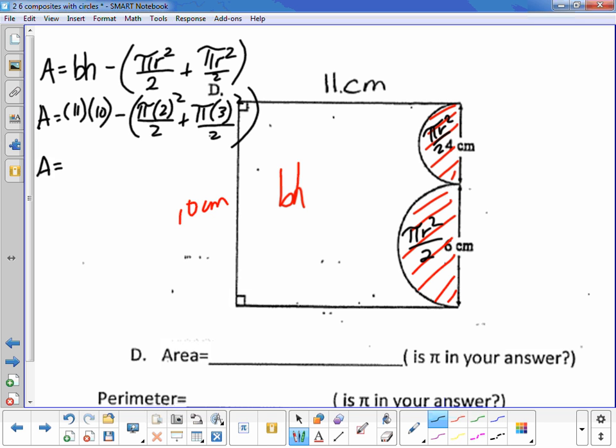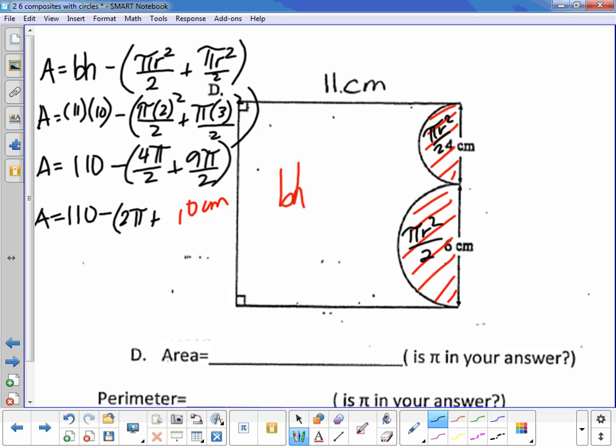All right, 11 times 10 is 110. 2 squared is 4, so 4 pi over 2, plus 3 squared is 9, 9 pi over 2. And 4 pi divided by 2 is 2 pi, plus 9 pi divided by 2 is 4.5 pi. So the area of the smaller semicircle is 2 pi. The area of the bigger semicircle is 4.5 pi. I need to take both of those areas away from 110. So that's why I'm going to add those two together and get 6.5 pi.